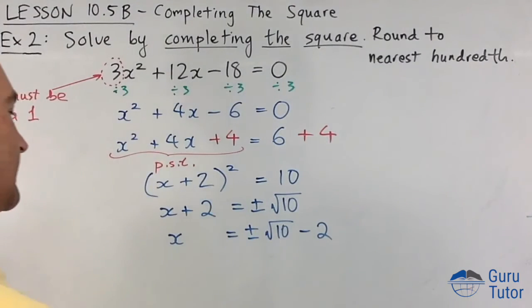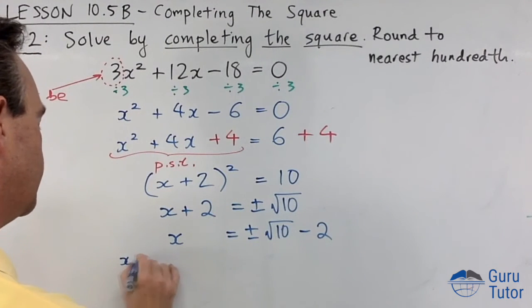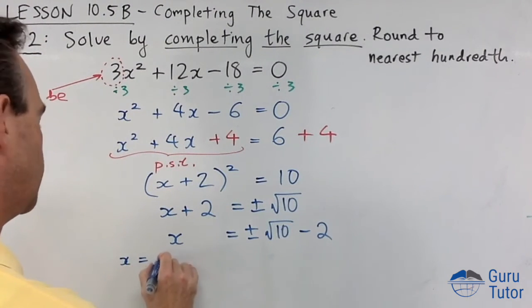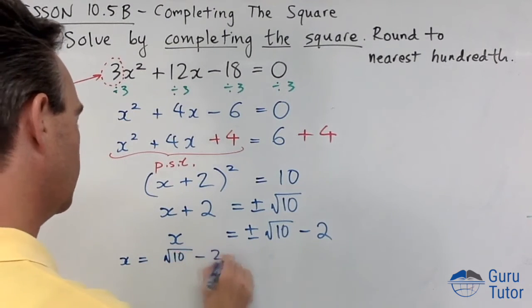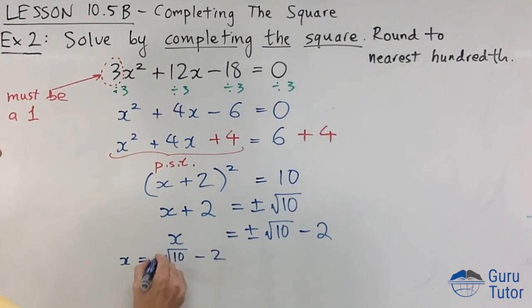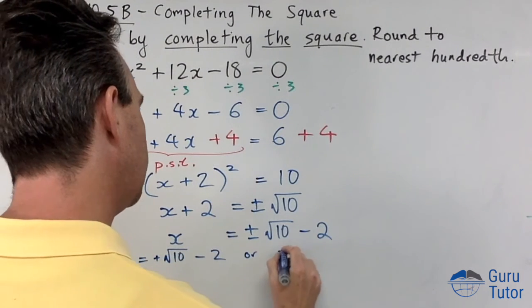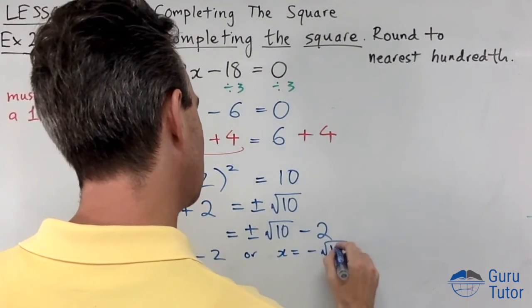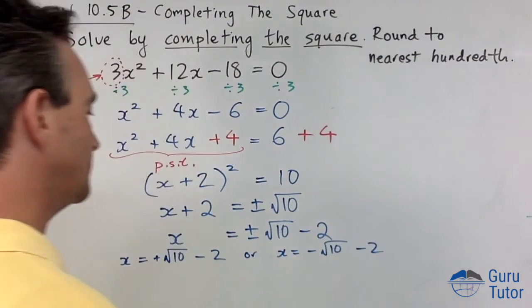Split these up. We're going to get x equals, we get two separate answers. Root 10 minus 2. That's fine. Be careful there. So the 2 is not inside the square root there. You can put a plus there if you like. Or x equals negative root 10 minus 2.